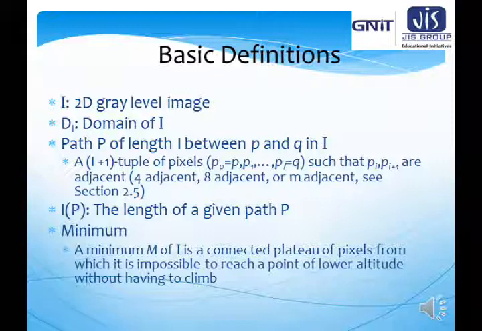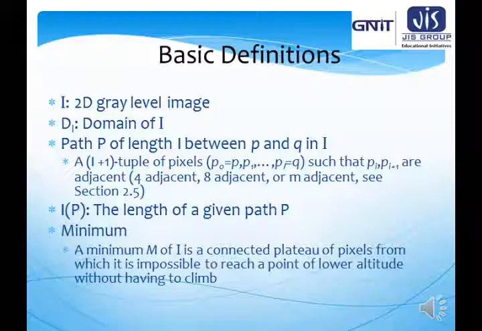Here I equals a 2D gray level image, D1 equals the domain of I, and a path P of length l between small p and small q in capital I is a corresponding l+1 tuple of pixels, denoted P0 equals p, P1, up to Pl equals q, such that Pi and Pi+1 are adjacent. That adjacency may follow either 4-adjacency, 8-adjacency, or M-adjacency, the corresponding figure of which we have already discussed earlier.